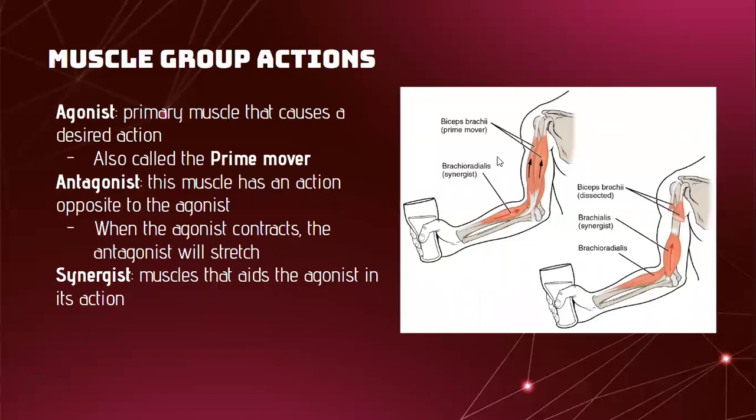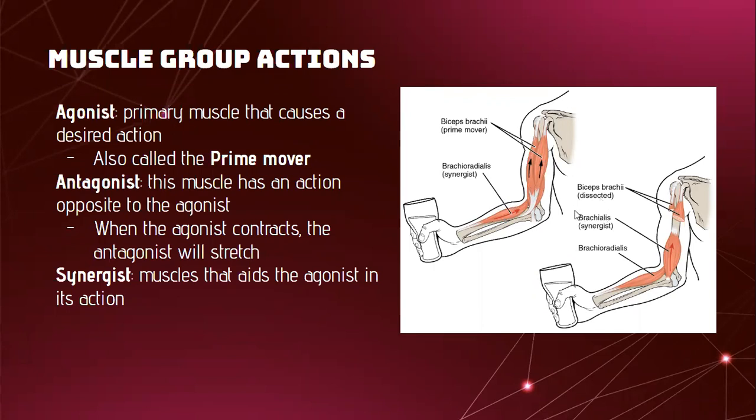So here's an example. If you want to move your arm up to drink a cup of water, your biceps brachii, which is basically your biceps, is the prime mover. That's the main muscle you're moving to bring your cup up. Then your brachioradialis is your synergist. It's helping your biceps because if you do this motion right now, you can feel your biceps contracting, and your synergist will also help because it's also going up.